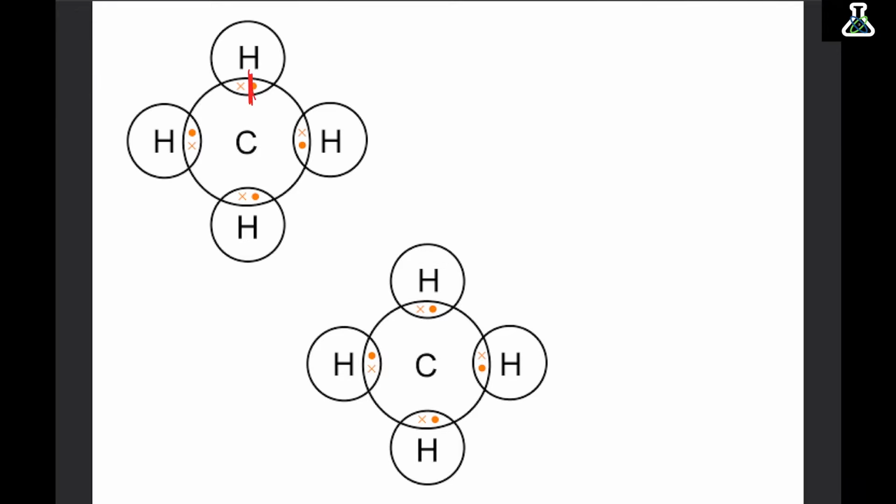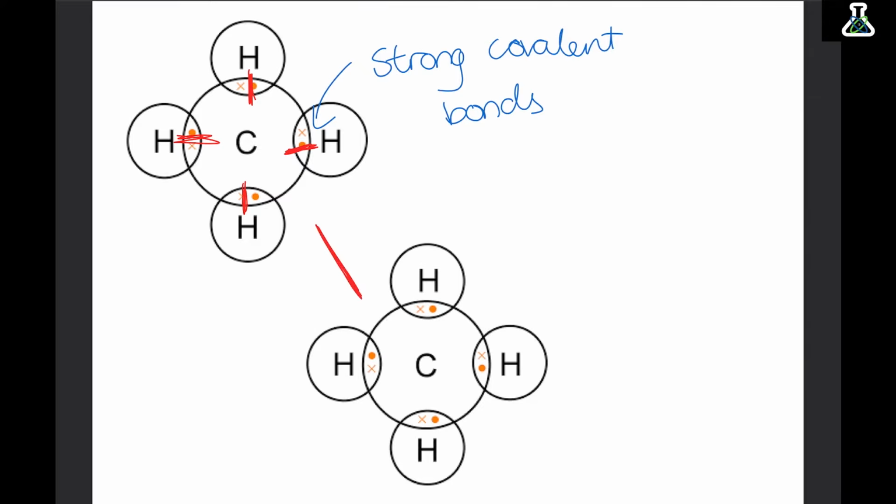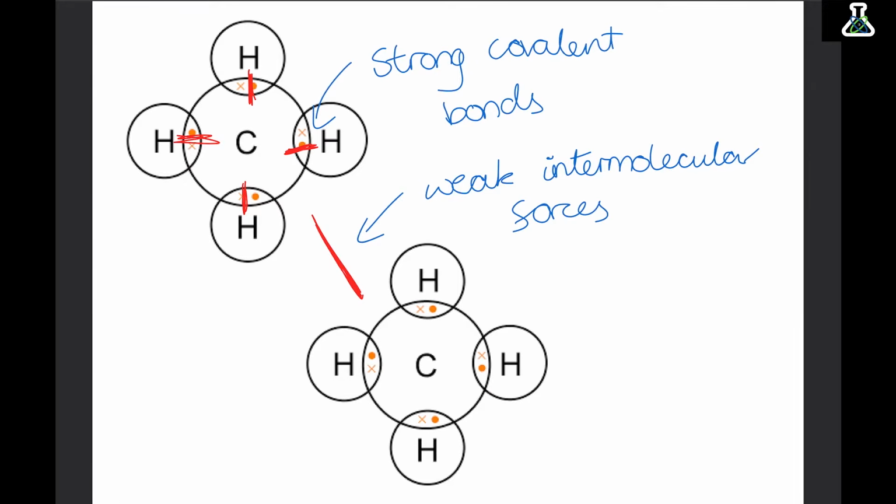So within covalent molecules, we have strong covalent bonds, and these are between the atoms in the molecules. So these are very strong. But between covalent molecules entirely, we have weak intermolecular forces. And because these are so weak, these can be easily overcome. So the covalent molecules tend to have very low boiling points. They can turn into gases very easily.